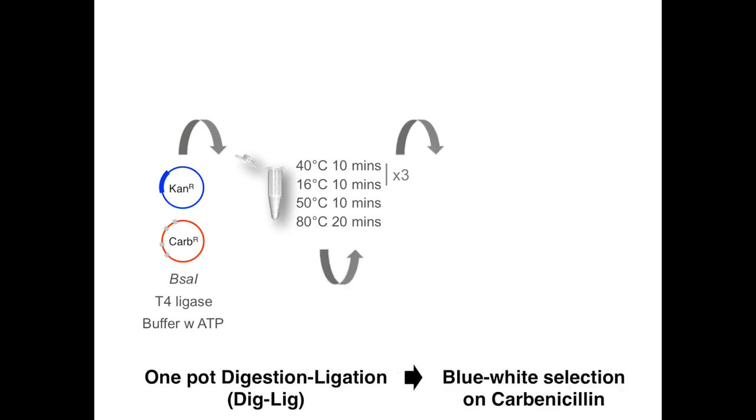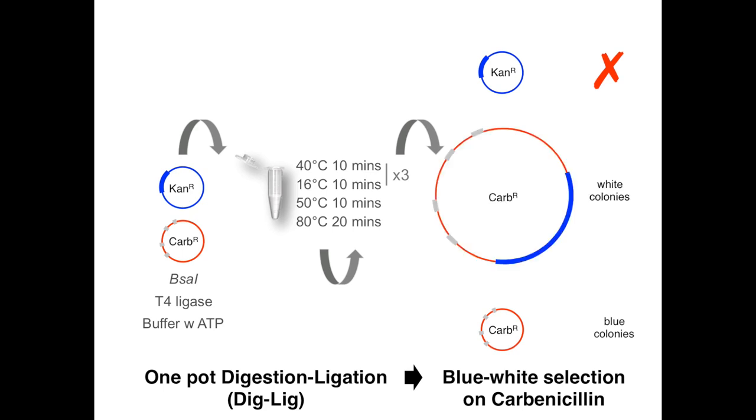The reaction mix is transformed into competent cells and plated on media containing carbenicillin and X-gal for blue-white selection. The next day, we look at our colonies. The kanamycin-resistant plasmid that we released our fragment from will not be maintained on the carbenicillin plates, so none of the colonies will harbour this plasmid. The blue colonies contain the destination plasmid that was not cut or that self-ligated. There are very few of these because the reaction is highly efficient. The white colonies will harbour plasmids with our gene of interest cloned into the carbenicillin-resistant backbone.